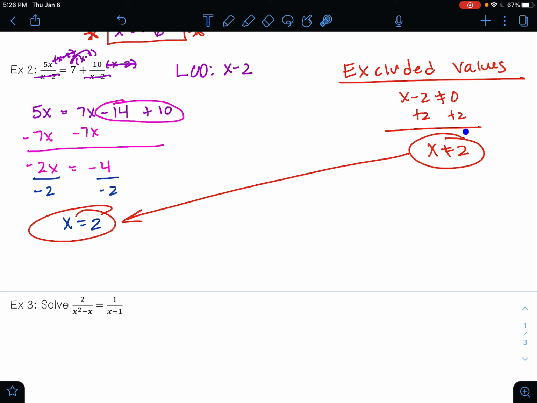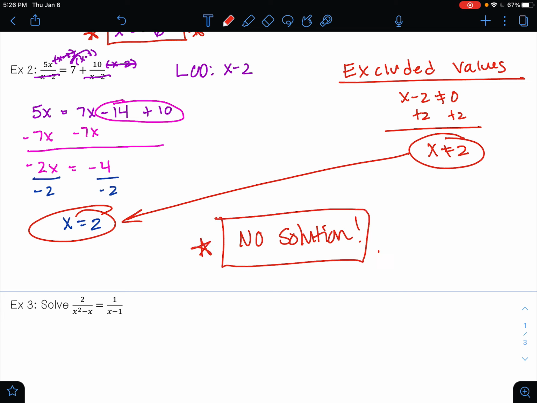So if x can't equal 2, and that's what we got as an answer, then our solution is no solution, because our only solution was an excluded value. So the answer to number 2 is no solution.